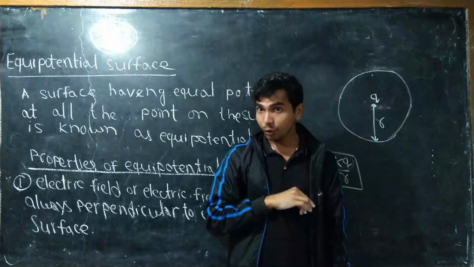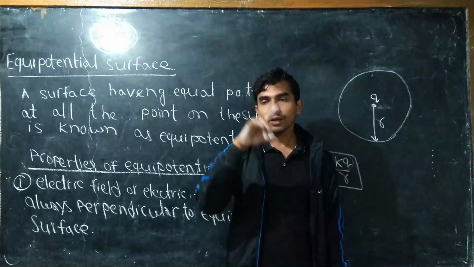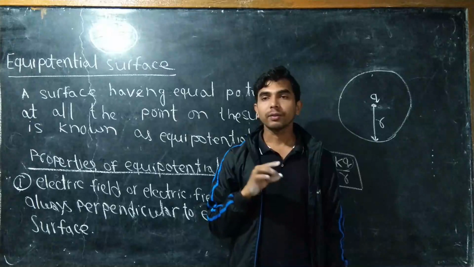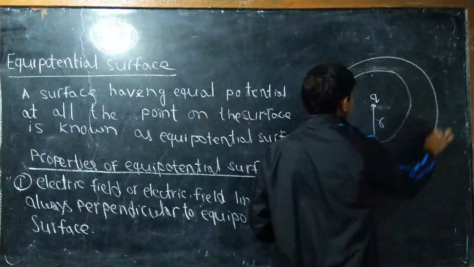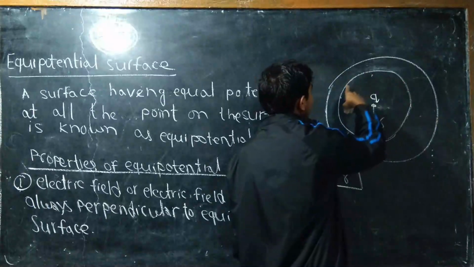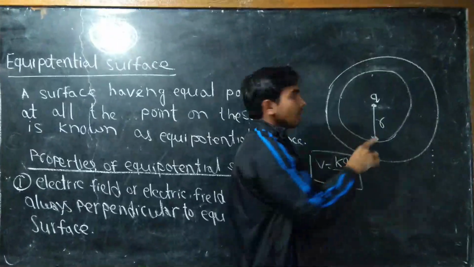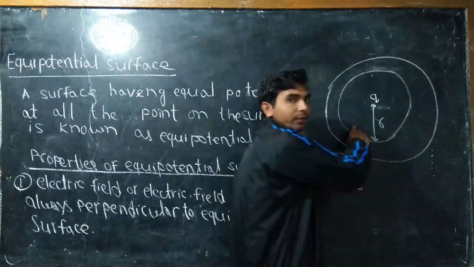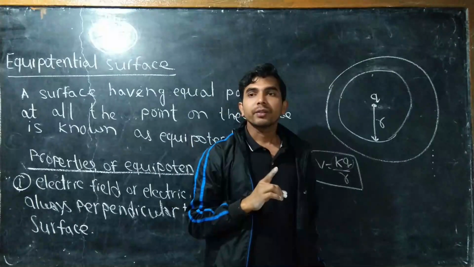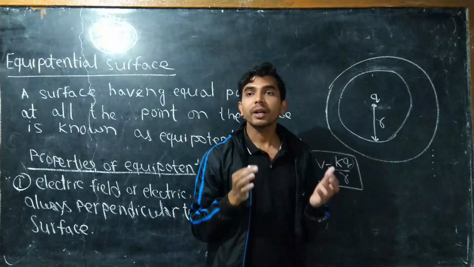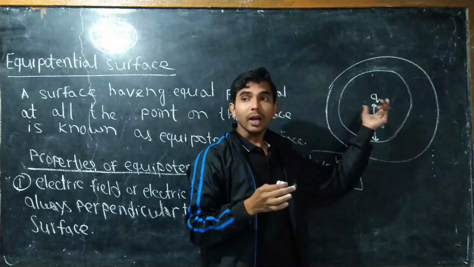One more thing you have to remember: due to a point charge, the equipotential surfaces are concentric spheres. You are able to draw more spheres like this. All these are equipotential surfaces, and the potential at all the points on each surface is the same. Similarly for this one. So for a point charge, the equipotential surfaces are concentric spheres whose center lies on the charge.